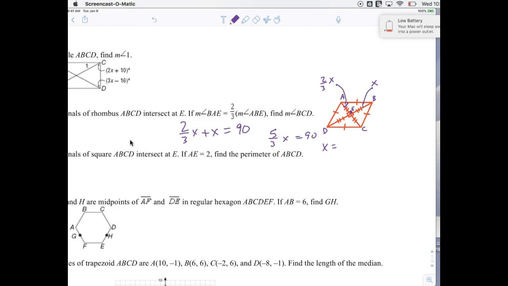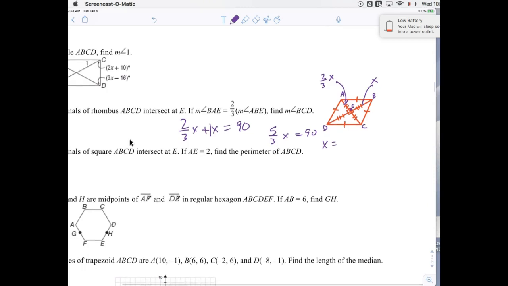Where did you get 5/3? Are you having trouble with 1 plus 2/3? Right? 1 plus 2/3 is 5/3, right? So now we're multiplying by the reciprocal, so we get 270 divided by 5, which is the same as 54. Thank you. So x is 54.